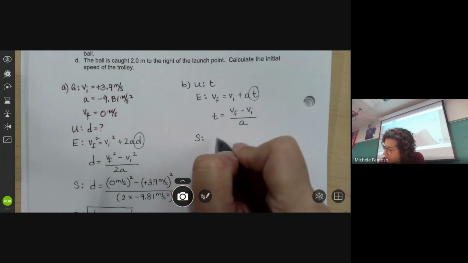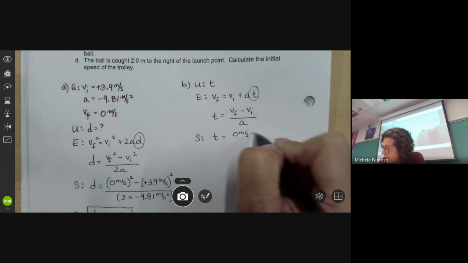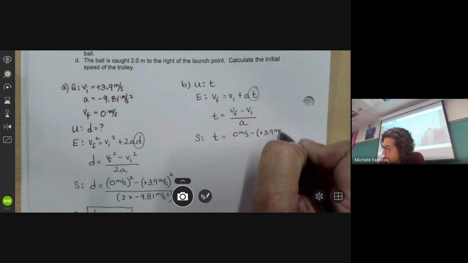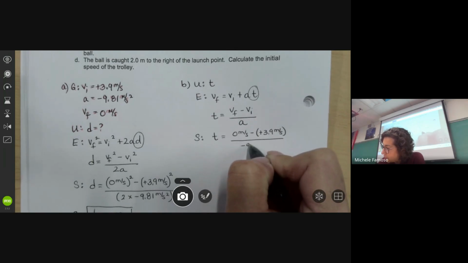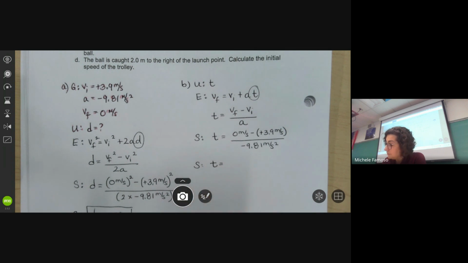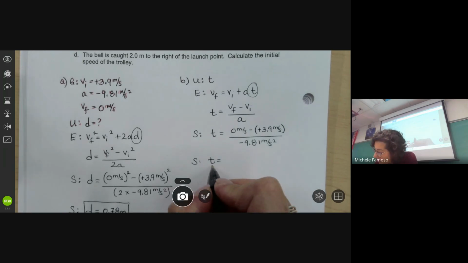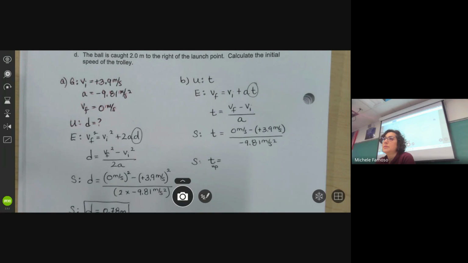Let's go ahead and do our substitution with units. So that means we would have 0 meters per second minus positive 3.9 meters per second all over negative 9.81 meter per second squared. How much time does it take it to get to its highest point here? And I'm just going to label that T up. What is that time going up?